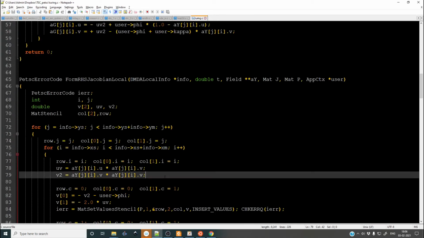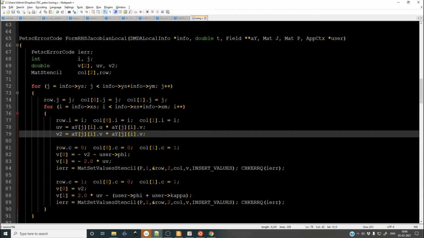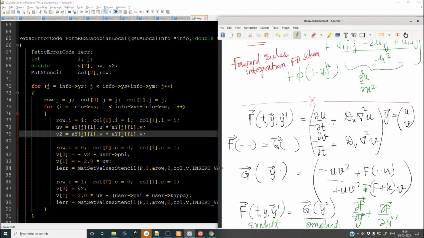How do you find the Jacobian? It's quite simple again. It's going to simply be the Jacobian of this guy, which is going to be minus v squared comma 0. So let's see where I have written it.